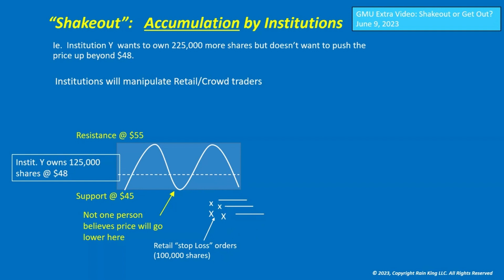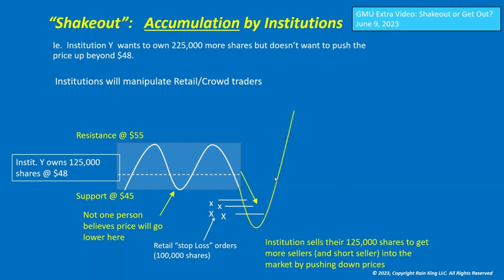So what does an institution do to achieve their objective? An institution has the power to move the market. The institution would sell 125,000 shares in order to push the price down and break the stock. By pushing the price down and breaking the stock, all these little stop orders of retail traders are getting ticked off, and they all become market orders.